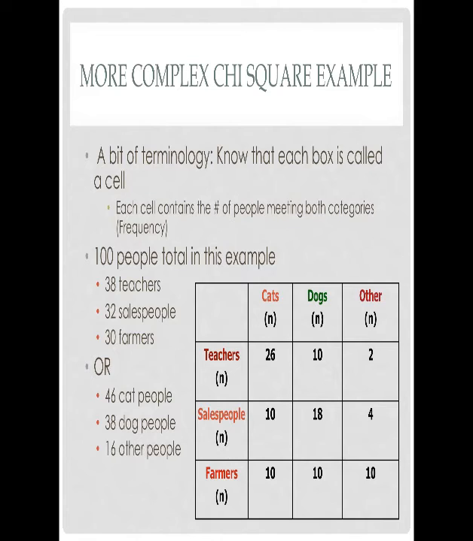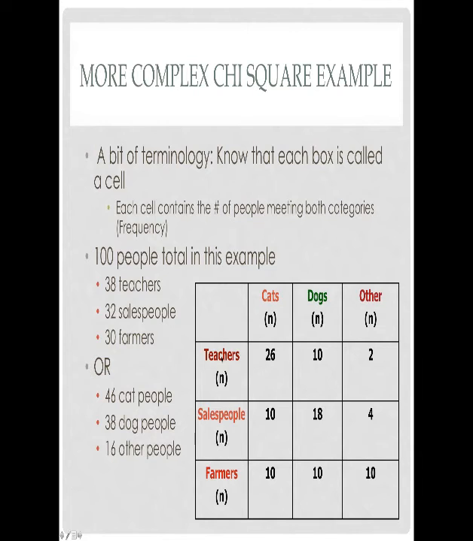Now let's look at a little bit more complicated example. Here you're going to have occupation and pet preference. So what is the association between someone's profession and the kind of pet they like? Apparently here we have 100 total people and we went out and asked them what they do for a living. 38 out of the 100 people were teachers, 32 were salespeople, and 30 were farmers.